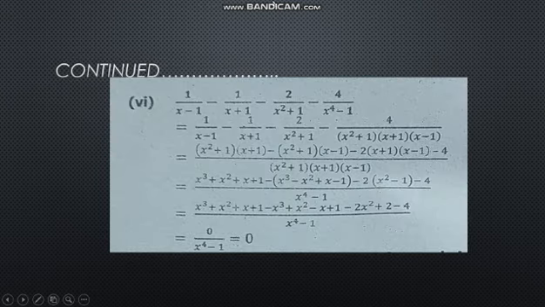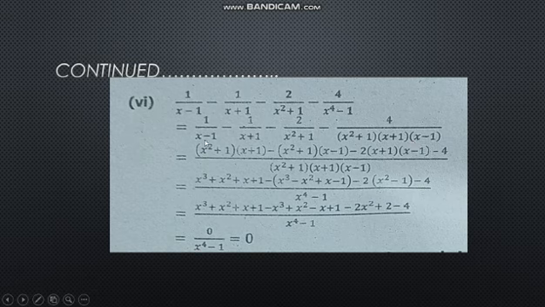Let's solve another question, which is 1 over (x minus 1) minus 1 over (x plus 1) minus 2 divided by (x square plus 1) minus 4 over (x⁴ minus 1). This minus between the terms clearly shows that we have to take the LCM of x square plus 1, x plus 1 and x minus 1. But before that I will factorize x⁴ minus 1. So the factors of x⁴ minus 1 are x square plus 1, x plus 1 and x minus 1.